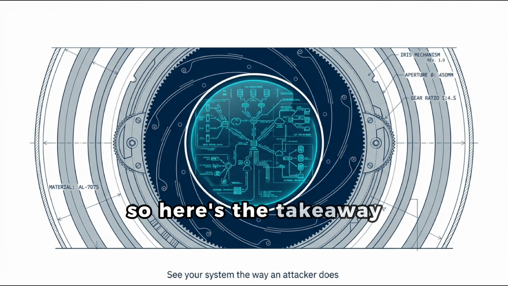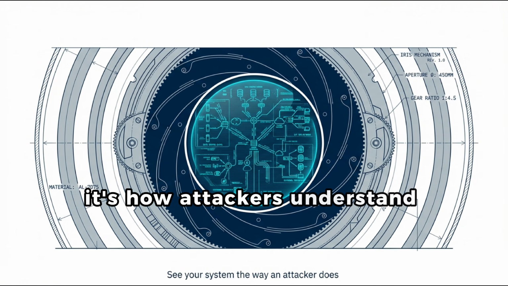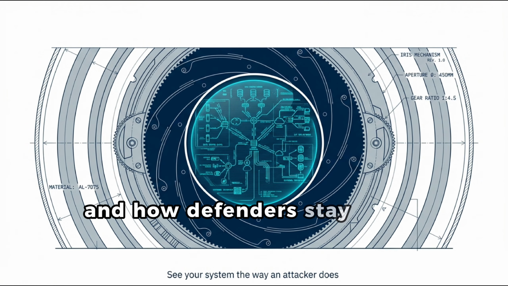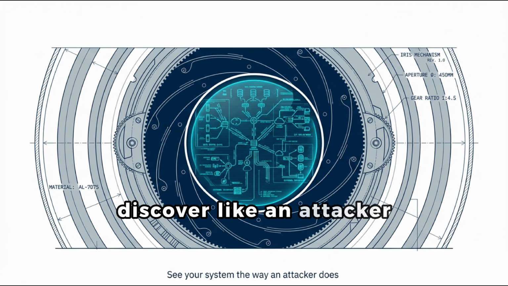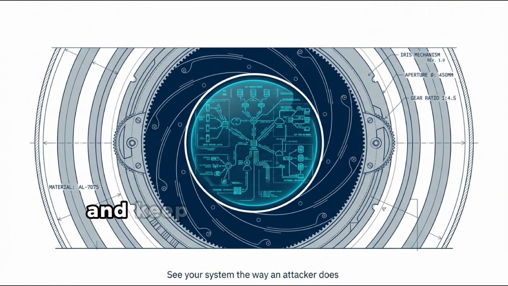So here's the takeaway. Surface enumeration is the reconnaissance phase of cybersecurity. It's how attackers understand systems and how defenders stay ahead. Discover like an attacker. Track your assets, reduce unnecessary exposure, and keep visibility continuous, because the safest entry point is the one that never existed.